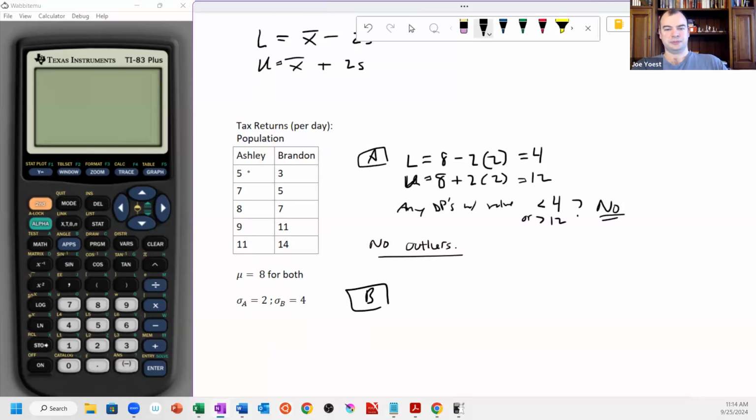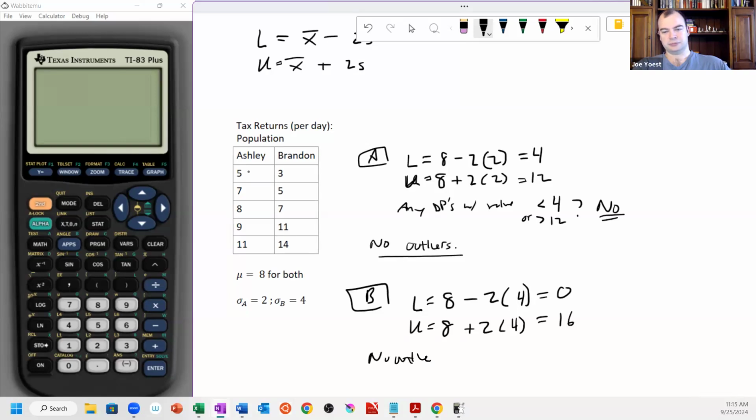What about the Brandon data? We can do something similar. The Brandon data set is going to have a different lower and upper bound because even though it has the same mean, it has a different standard deviation. So the lower bound is the mean of 8 minus 2 standard deviations, but now a standard deviation is 4 returns per day. 8 minus 8 is 0. And the mean plus 2 standard deviations, 8 plus 2 times 4, is 16. So actually no outliers in the Brandon data set either.